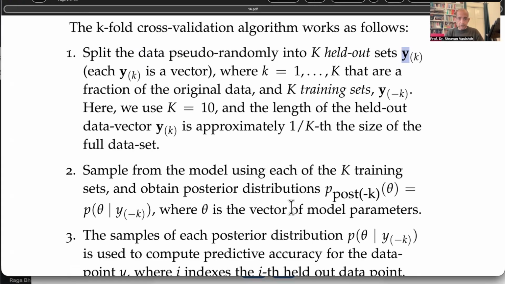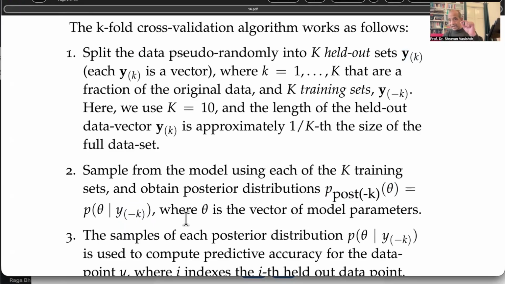What we're going to compute is the posterior distributions of the parameters using the training data. That's represented with y minus k, which represents that this is not being held out. This is the data that's being used for training. The upshot is that what you get in the end is a posterior distribution on the parameters in your model that have been computed based on the training data. The held out data did not play any role in all this.